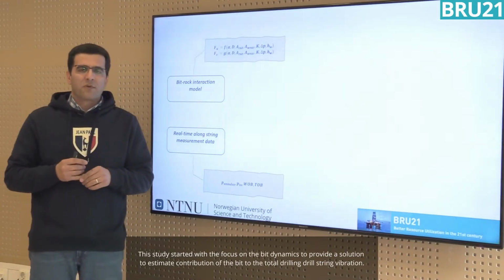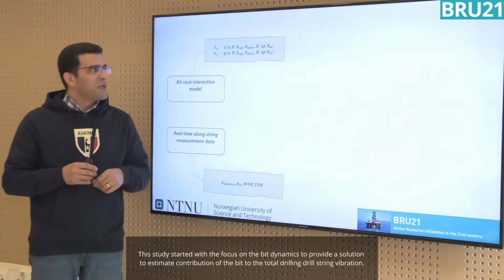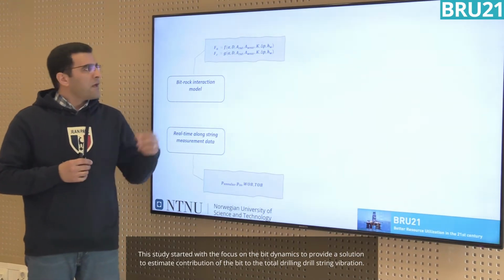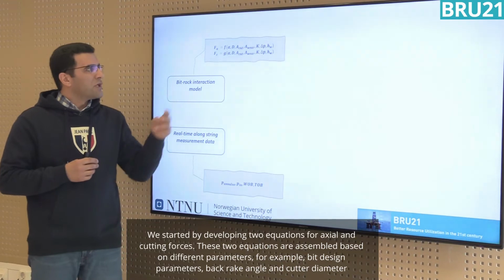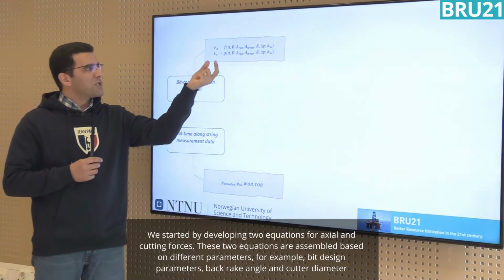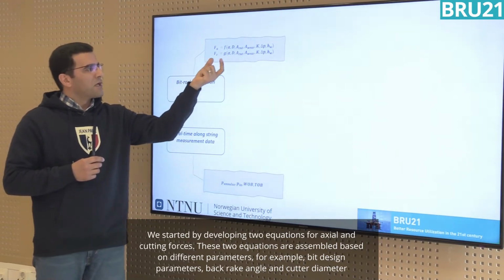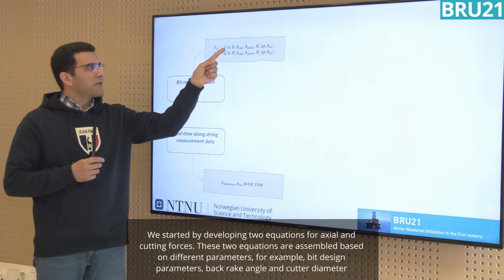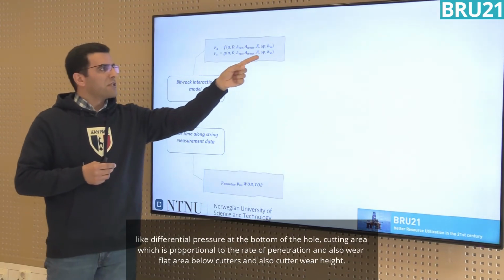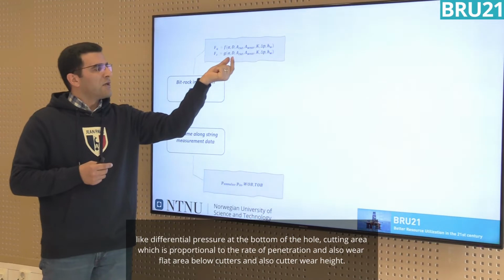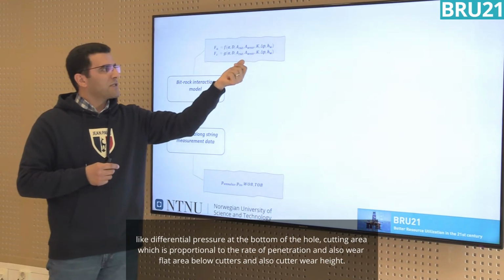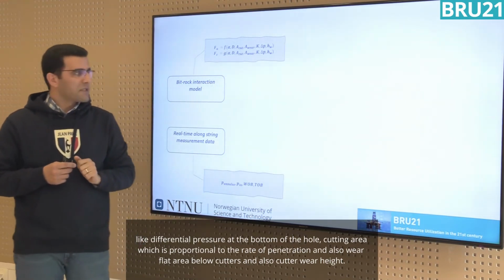This study started with a focus on the bit dynamics to provide a solution to estimate the contribution of the bit to the total drill string vibration. We started by developing two equations for the axial and cutting forces. These two equations are assembled based on different parameters, for example, bit design parameters like back rake angle and the cutter diameter, drilling dynamic parameters like differential pressure at the bottom of the hole, the cutting area, which is proportional to the rate of penetration, and also the wear flat area below the cutters and the cutter wear height.